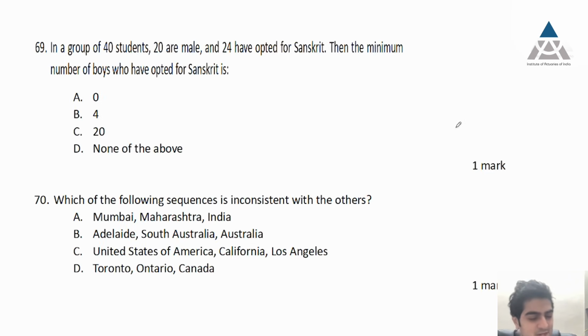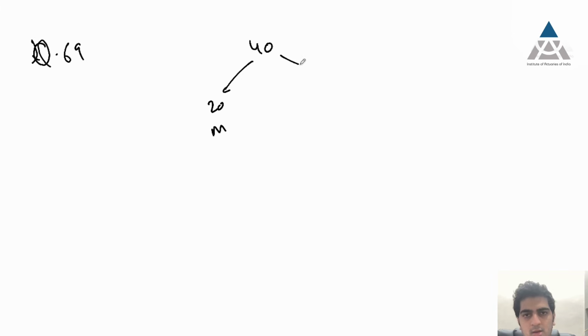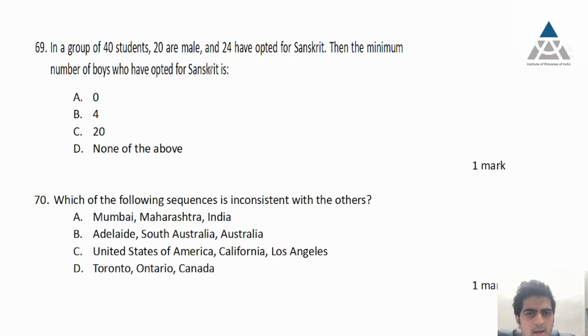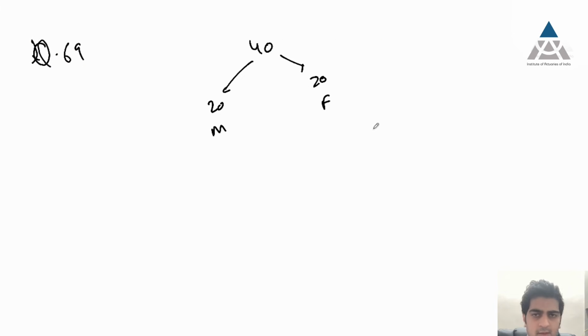With this, we move to the last two questions for the day. That is question 69. In a group of 40 students, 20 are male and 24 have opted for Sanskrit. Then the minimum number of boys who opted for Sanskrit is... very nice. So this is kind of that union question which we used to get in 9th or 10th grade. So you have a total of 40 students, 20 are male, obviously 20 are female, that's fine. And 24 have opted for Sanskrit.